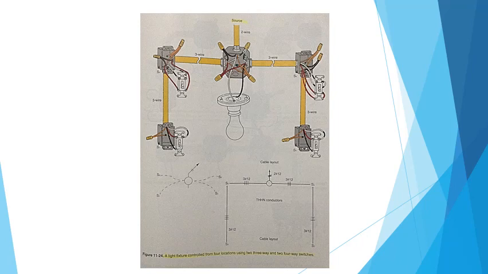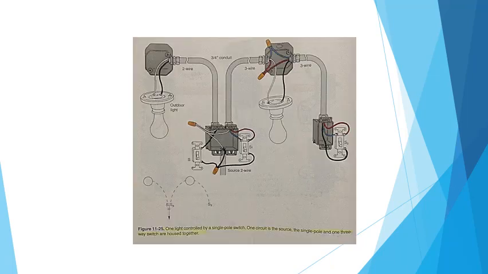11-24: A light fixture controlled from 4 locations using 2 three-way and 2 four-way switches. 11-25: One light controlled by a single pole switch. One circuit is the source. The single pole and three-way switch are housed together.